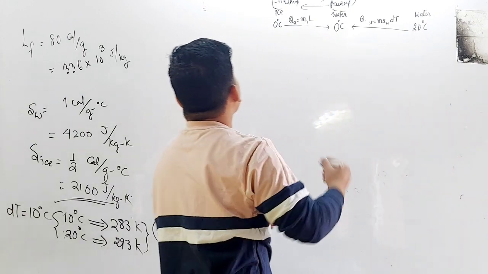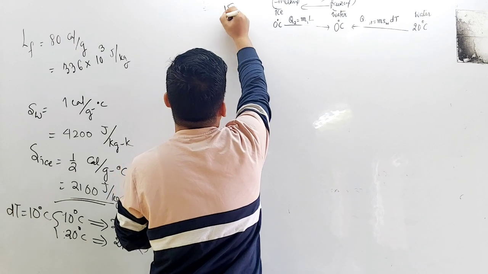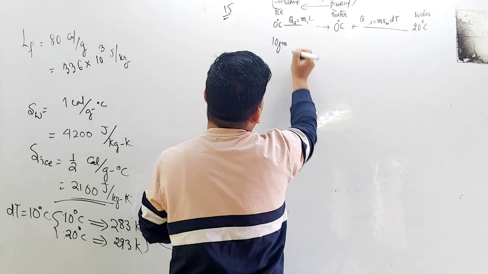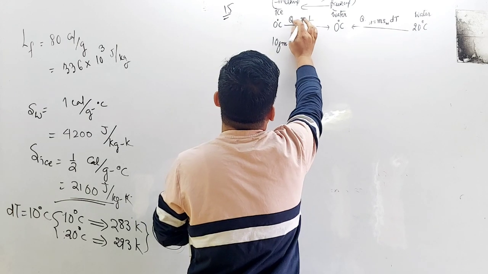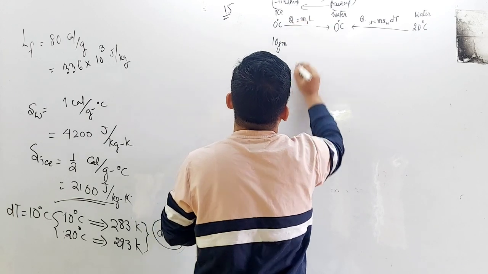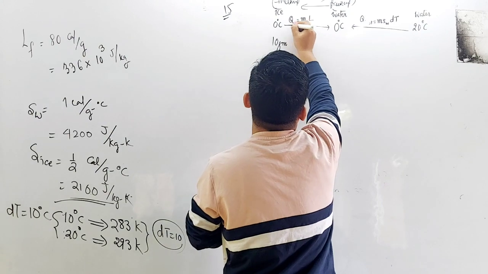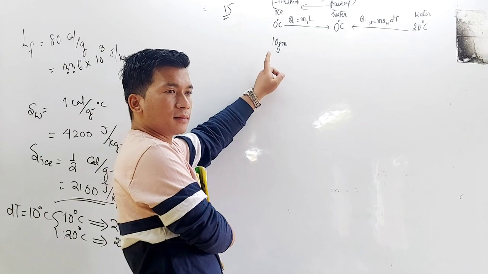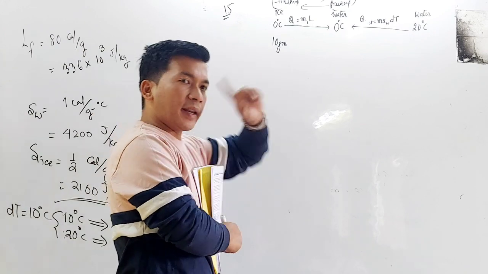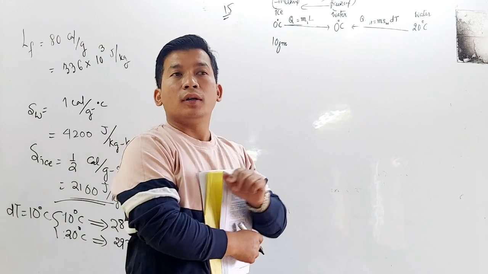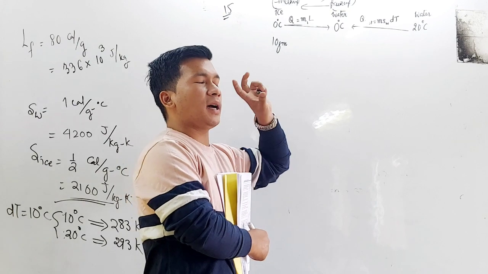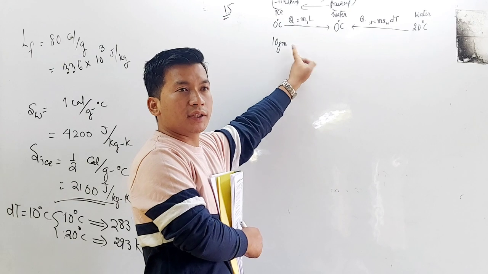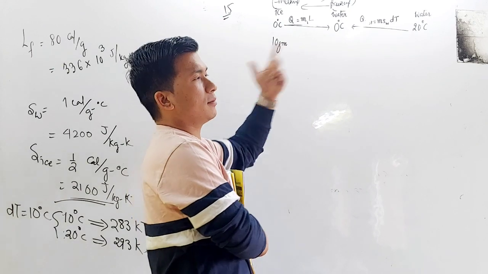In your question number 15, we have 0 degree ice and this is 10 gram. Can we have complete melting? See, the ice is about to melt because it is at 0 degree.